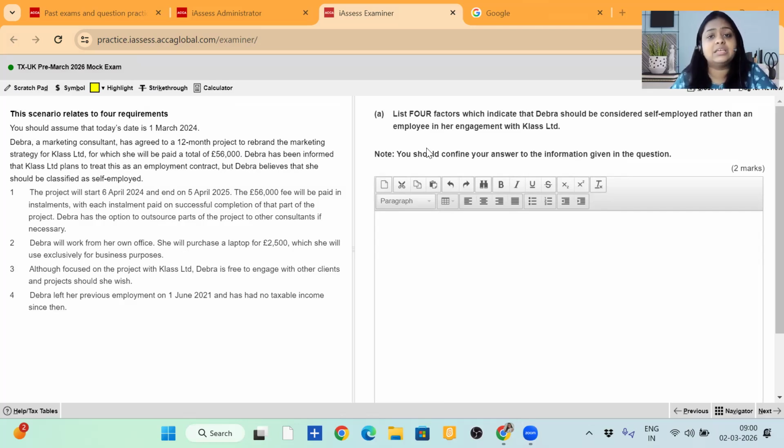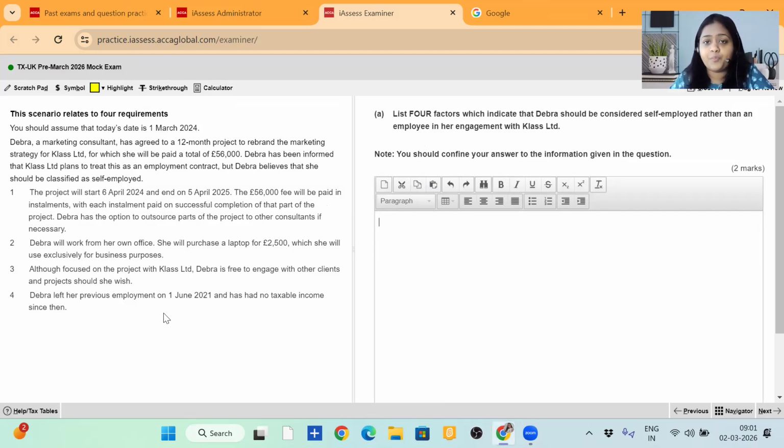Okay, let's read the requirement first. List four factors that would indicate Deborah should be considered self-employed rather than an employee in her engagement with Class Limited. You should confine your answers to the information which is given in the question only, so that we don't have to write any other general points. This is 2 marks, half a mark for every point. The word screen is already there in front of you. You just have to start typing.